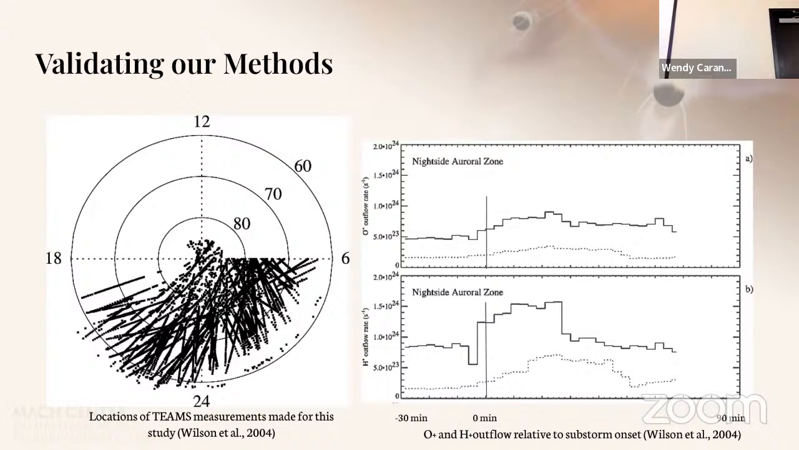This other plot here shows the results we wanted to approximately get when we did it on this list. This first panel here shows the O+ outflow, and the bottom panel shows H+ outflow. The solid line represents larger substorms, and the dashed line represents smaller substorms.